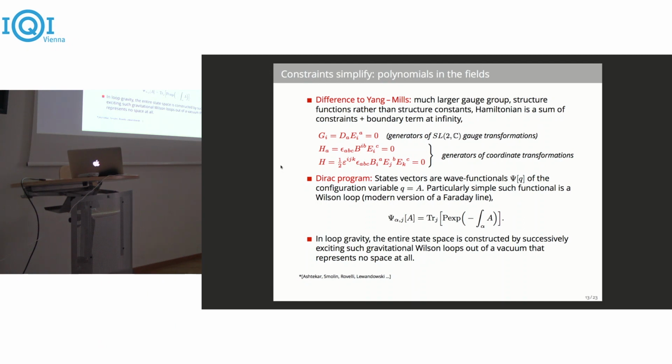Now the idea to quantize this phase space is to follow the Dirac procedure. So we start out with wave functions that are complex valued functionals of the configuration variable, which is the connection. And a particularly neat such functional is just the Wilson loop operator, which is the trace of the parallel transport along a closed path. And in loop gravity, the idea is to build the entire Hilbert space by successively exciting such gravitational Wilson lines out of a vacuum state that represents no spatial geometry at all, that represents just no space, no excitations of geometry.